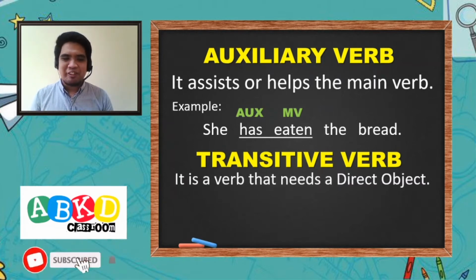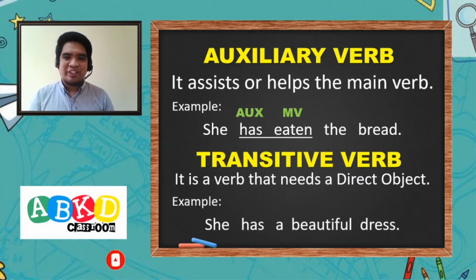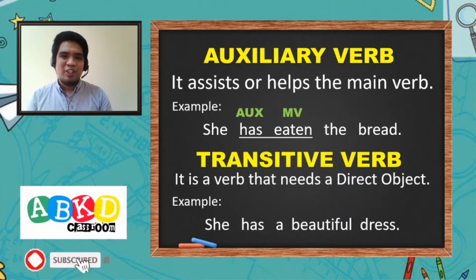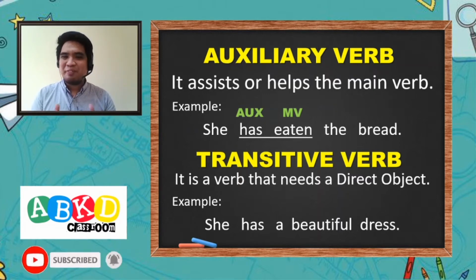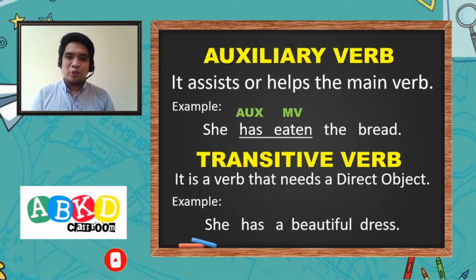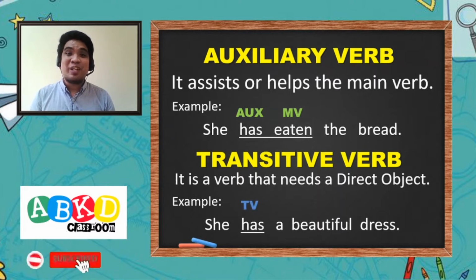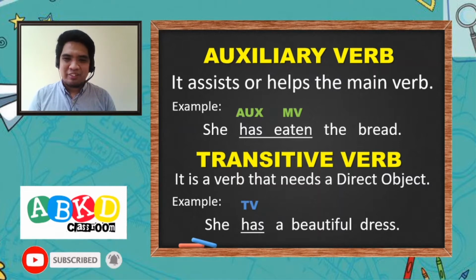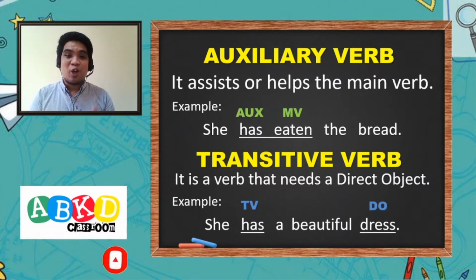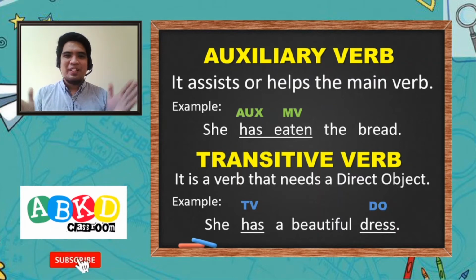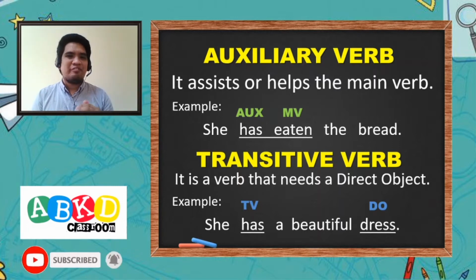So when you say transitive verb, it is a verb that needs a direct object. For example, she has a beautiful dress. If we're going to observe our sentence, wala siyang main verb. Okay? Pero yung has na gamit natin is a transitive verb. When you say a transitive verb, it needs an object. So typically, when you construct a sentence using has, have, or had, meron tayong direct object na hinahanap. Okay? So I hope na naunawaan po natin ang difference ng auxiliary to transitive before we continue.